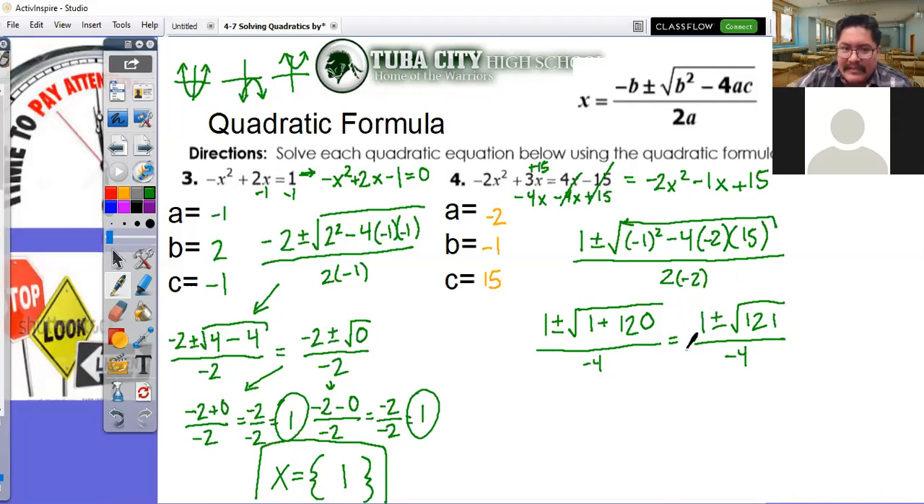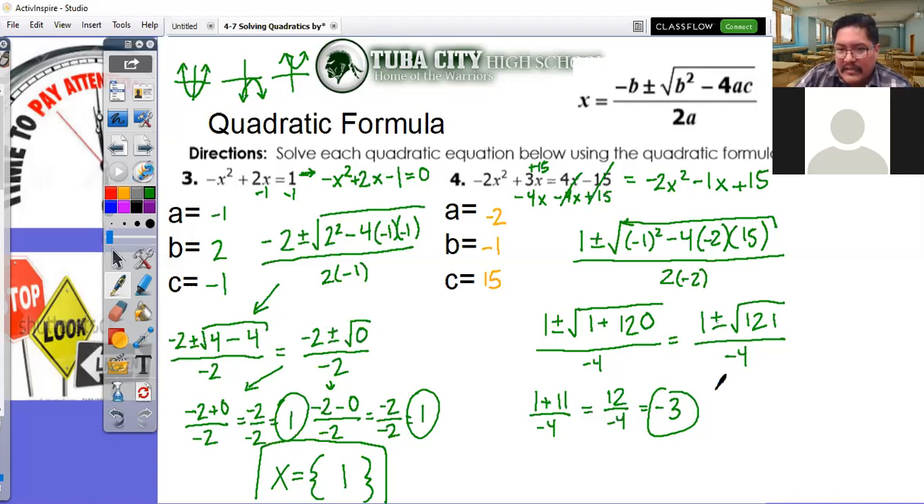All right, so let's go ahead and break this down into 2 cases now. 1 plus, and the square root of 121 is 11, over -4. I'm going to do this one first here. So 1 plus 11 is 12, so this is going to be 12 over -4. And again, we should check to see if we can divide it, which in this case, I'm pretty sure we can. 12 divided by -4 would be -3. So there's our first solution.